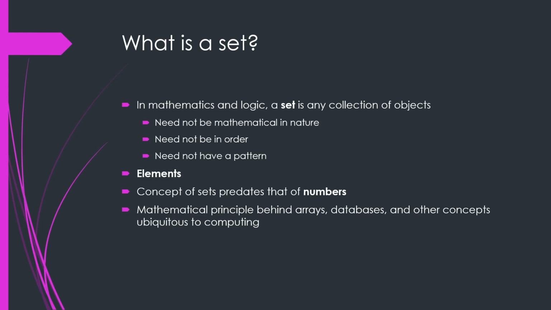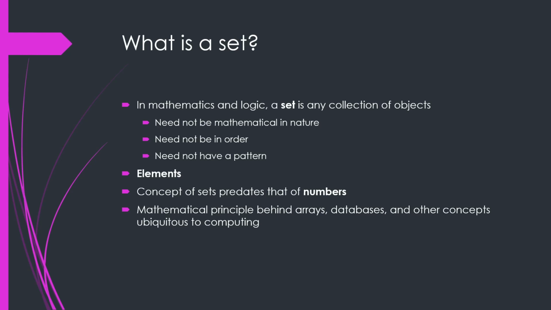And when we talk about sets, each item contained within a set is an element. So if we're given a set called X that contains the numbers 1 through 10, the number 7 is but one element of that set. A fun bit of trivia here is that the concept of sets in terms of mathematics predates that of numbers. So this is a much older concept than any math that you've ever dealt with.